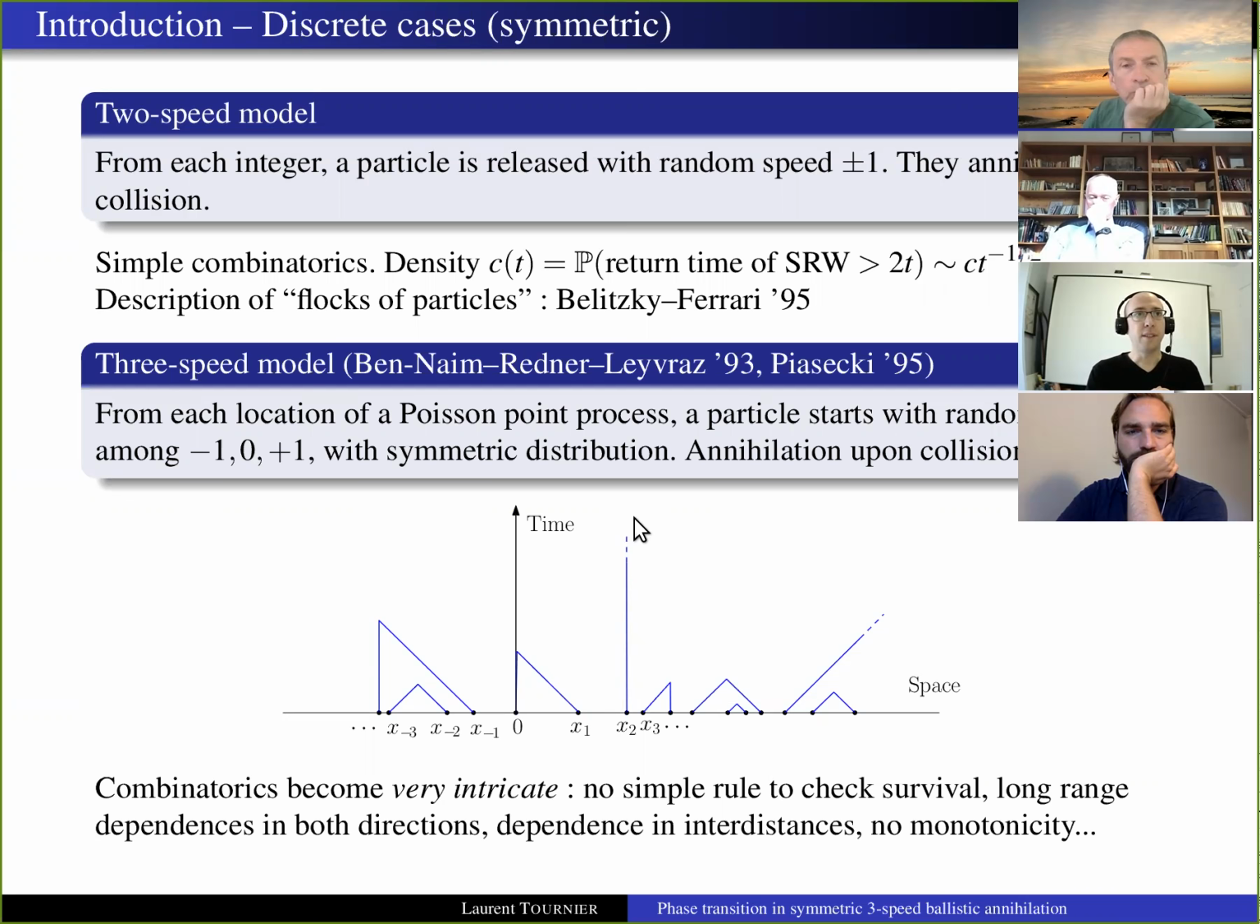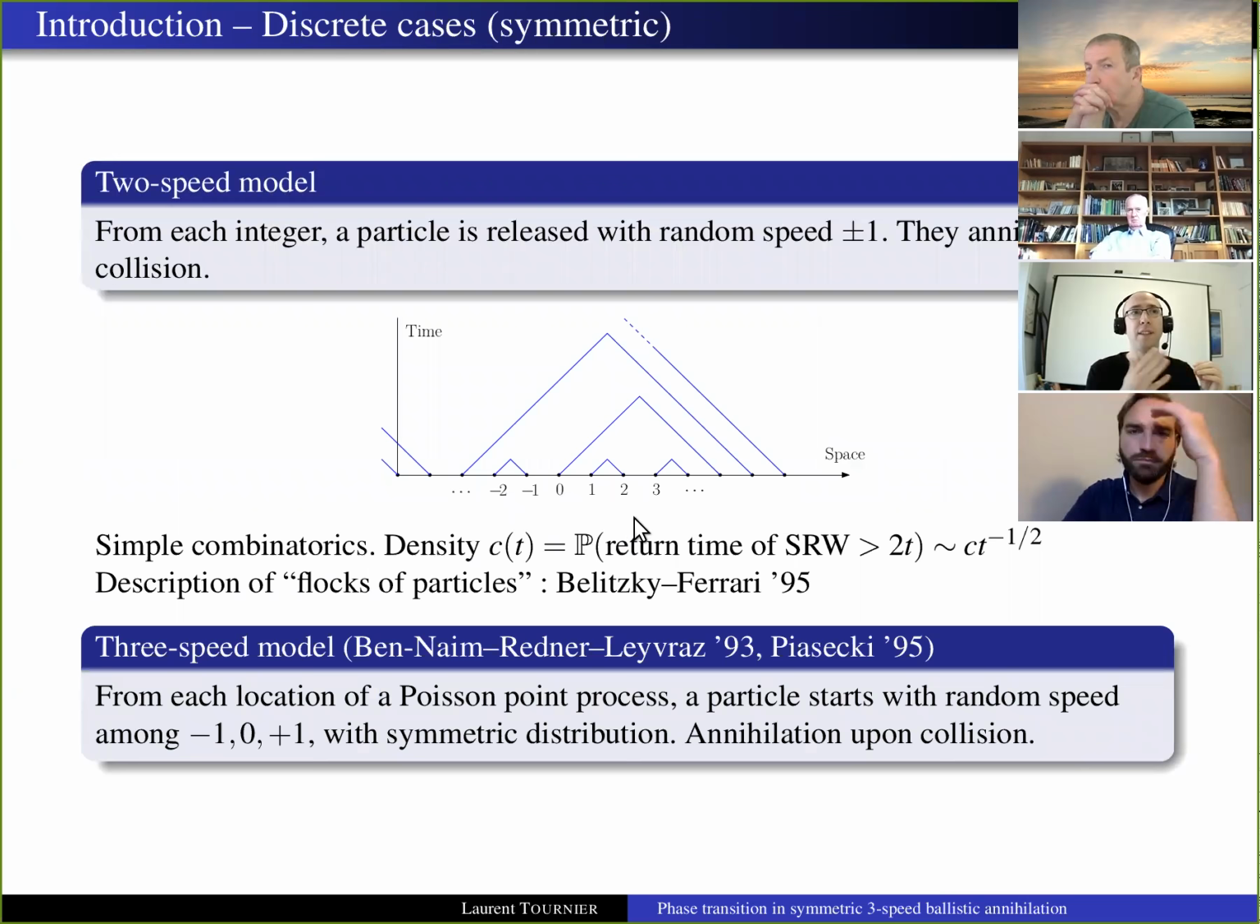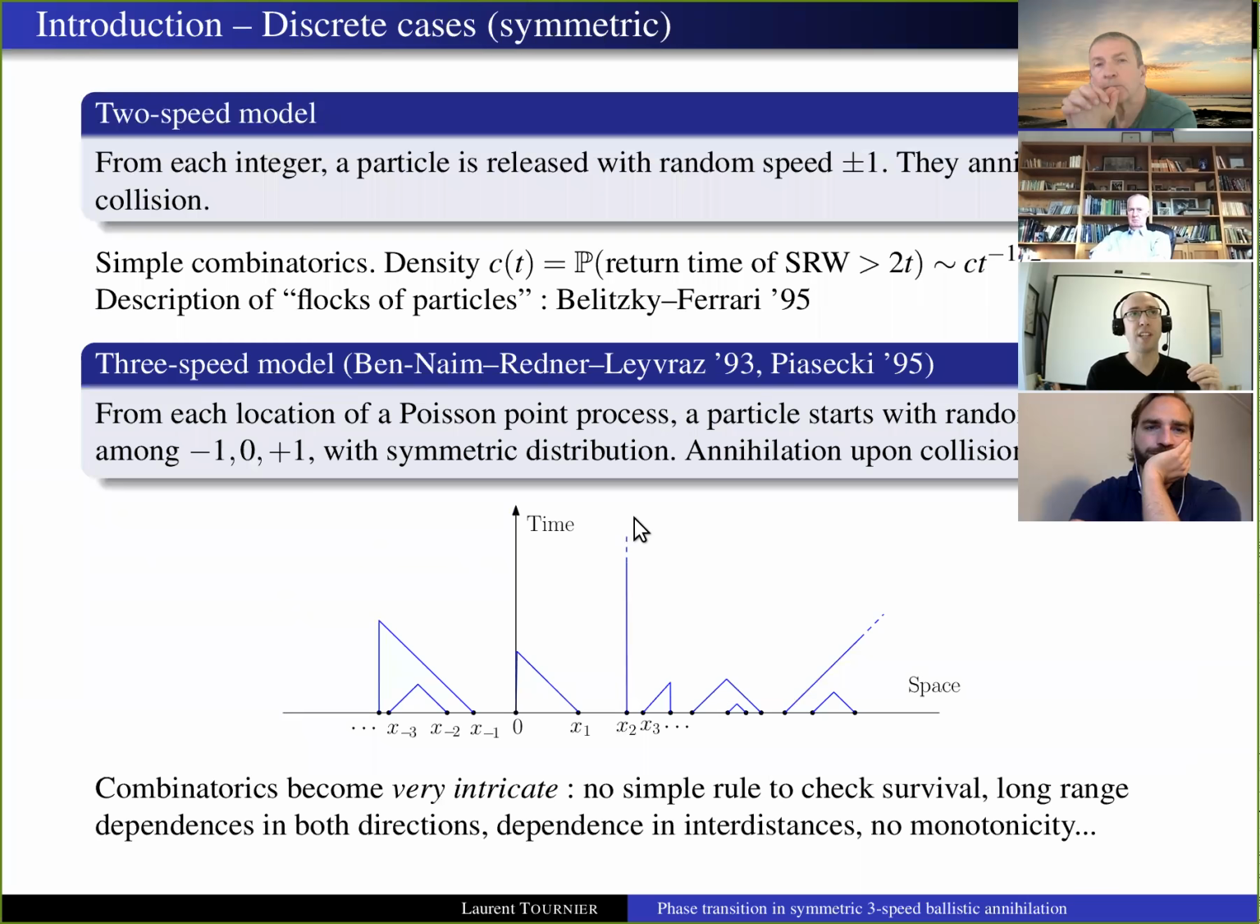Already in this case, the combinatorics become quite intricate. There is no simple algebraic way to check survival. Not like in the case of two velocities, when you just have to add the +1s and -1s and check at which time it goes back to 0, for instance. Here there is no such simple rule, in particular because it depends on interdistances. If you have one static particle and two moving particles going towards this static particle, of course, it depends on the distance to find out which one will hit this static particle first.